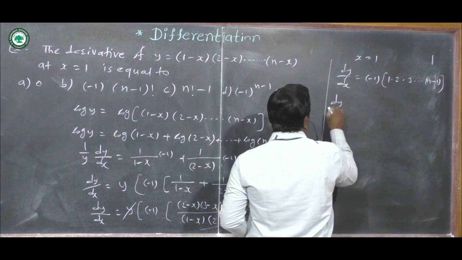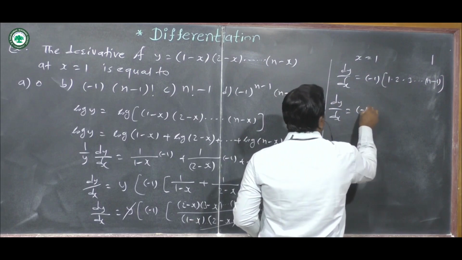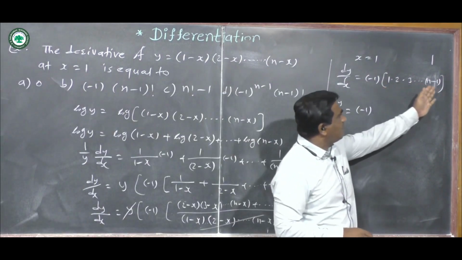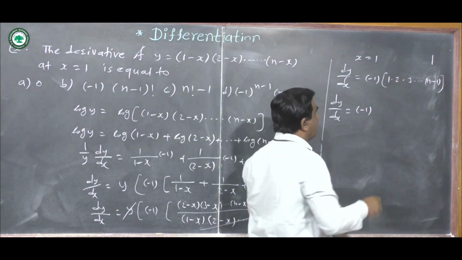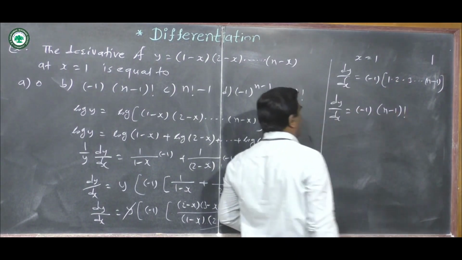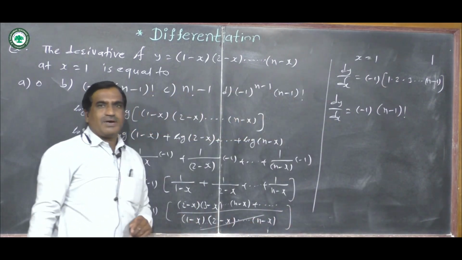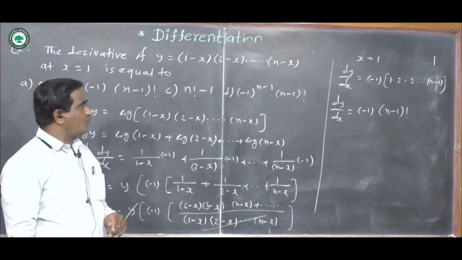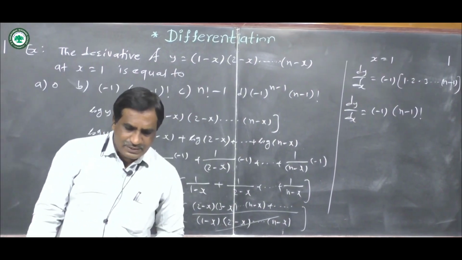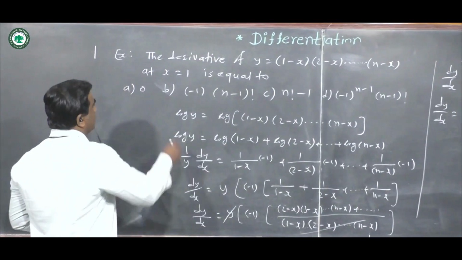Okay, that is dy by dx is equal to minus 1 into, this is the product of n minus 1 natural numbers, and this can be written in factorial form as n minus 1 factorial. Okay, we get dy by dx is equal to minus 1 into n minus 1 factorial. Therefore our correct answer is option number B.